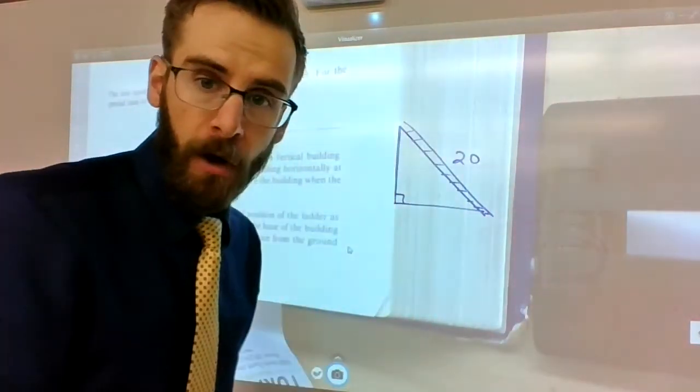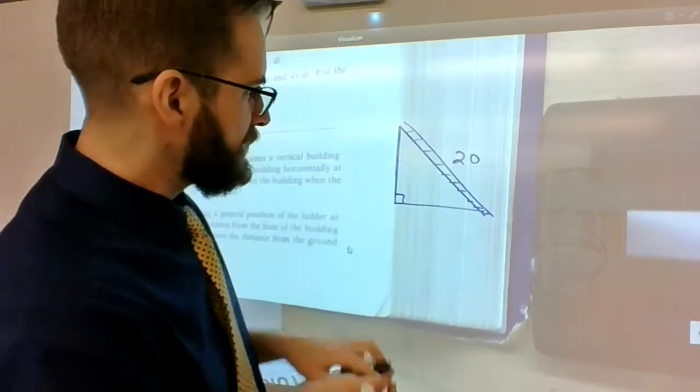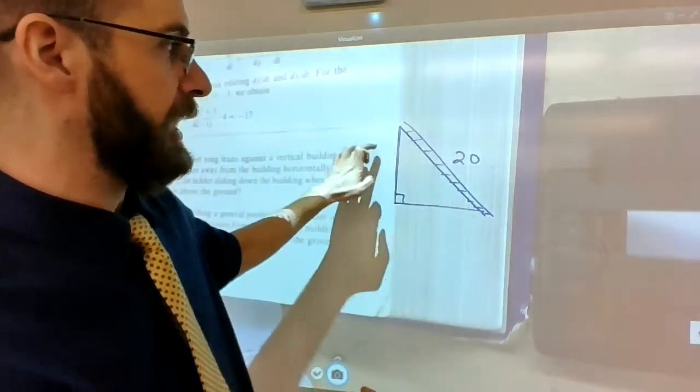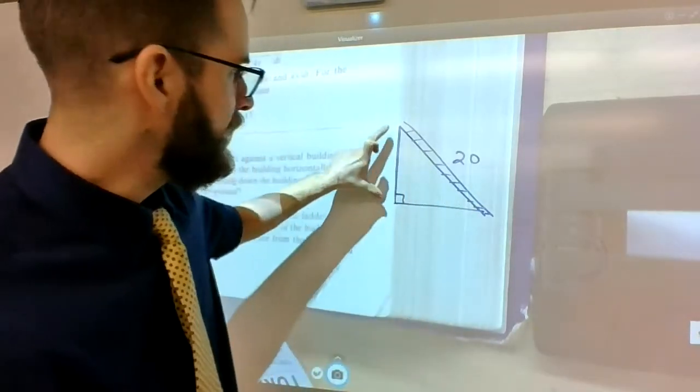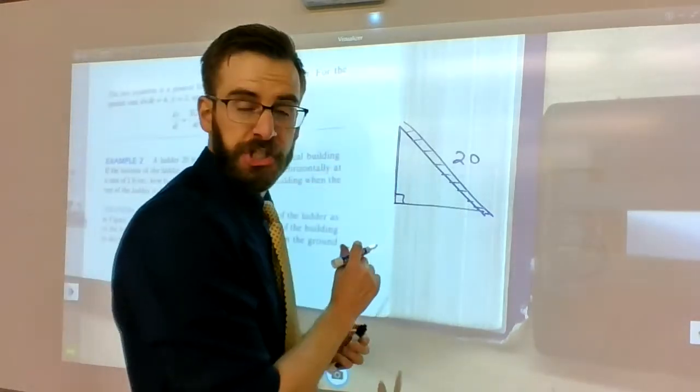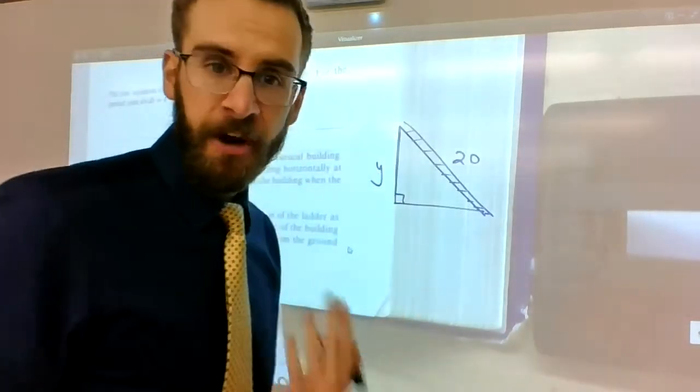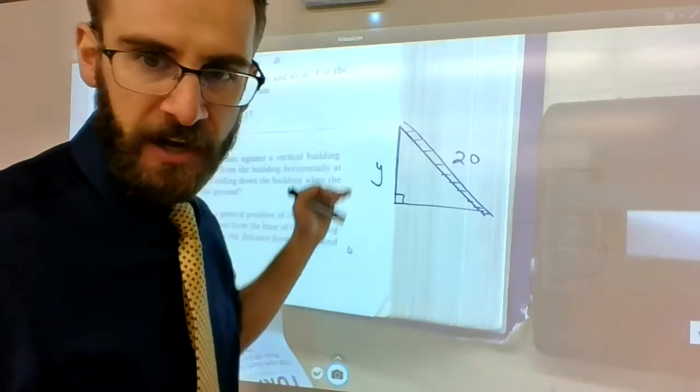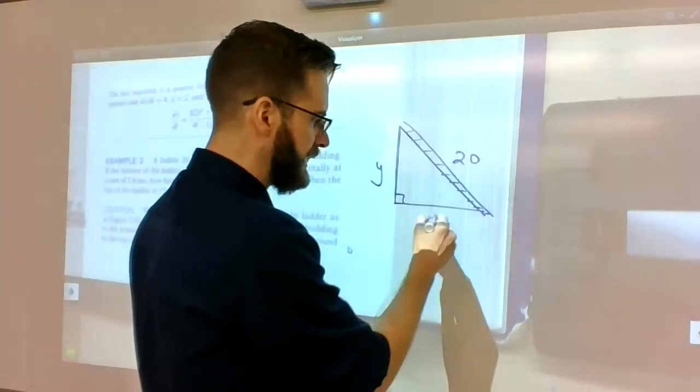But what we have for the other two sides of what appears to be a right triangle that will always stay a right triangle is a vertical distance which changes. So I'm going to make it variable. Y usually indicates up and down, and then X usually indicates left and right.